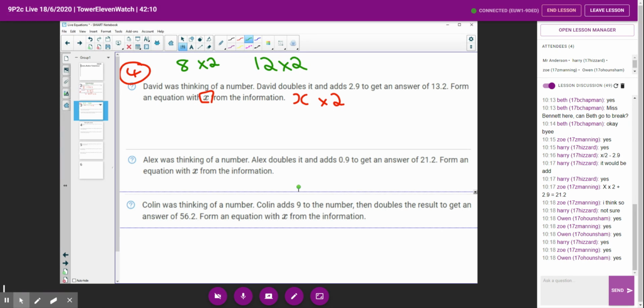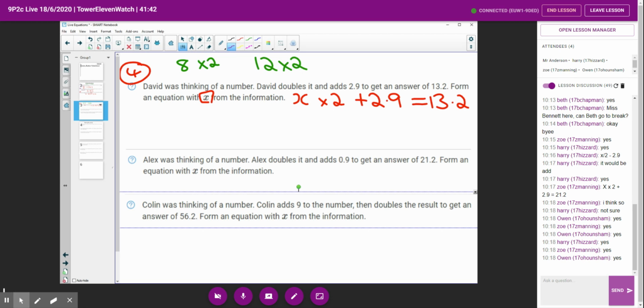Good. So well done, Zoe. You're absolutely right the first bit. x, we're timesing it by 2. And then we want to add 2.9. And then just like we did earlier, equals, that gets us an answer of 13.2. Okay, right, guys, you are really good with that, and you're so close to perfect. Zoe, you have done absolutely nothing wrong there.